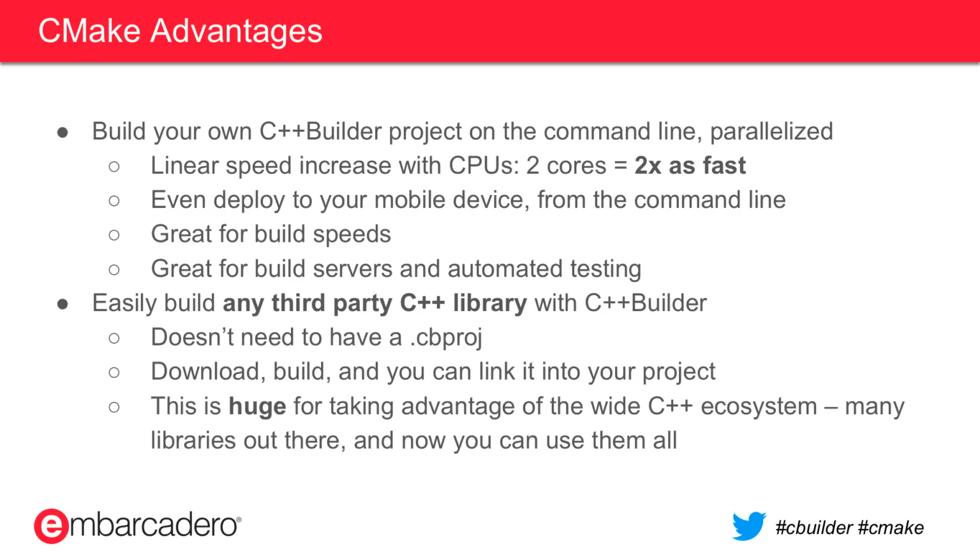The second thing is that you can easily build any third-party C++ library with CMake. So it doesn't have to come with a .cbproj, a C++Builder project file. You can just download a third-party library from GitHub or anywhere else on the internet, build it, and then you can link it into your project. Now, this is huge for taking advantage of the wide C++ ecosystem. There are many libraries out there, and now you can easily use them all.